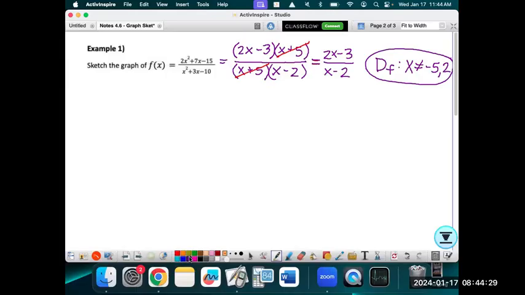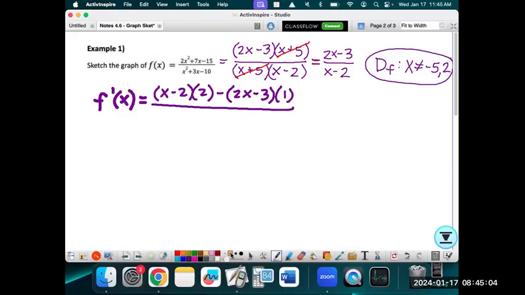Okay, so next thing is finding critical points and then increasing and decreasing intervals, which means I need to get my first derivative. It's a little thick. Okay, I'm going to use that simplified function. And because it's a quotient, I'm going to use quotient rule. So we have low d high minus high d low over the square of what's below.